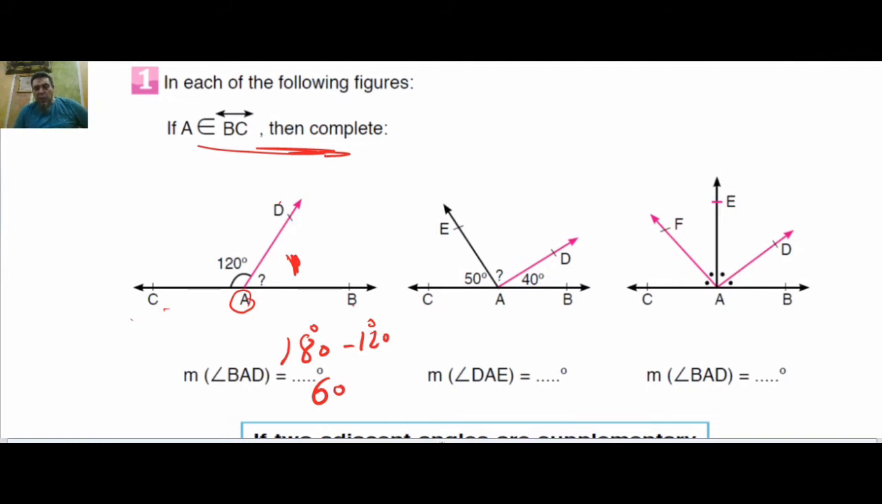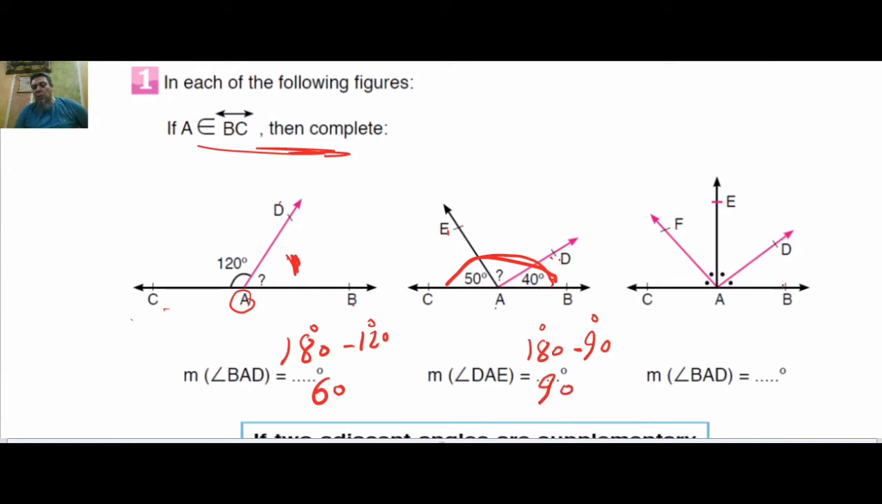The three angles BAD, DAE and EAC form a straight angle. So the measure of angle DAE equals 180, the straight angle, minus the sum of the two angles 40 plus 50, which is 90 degrees. So it equals 90 degrees.